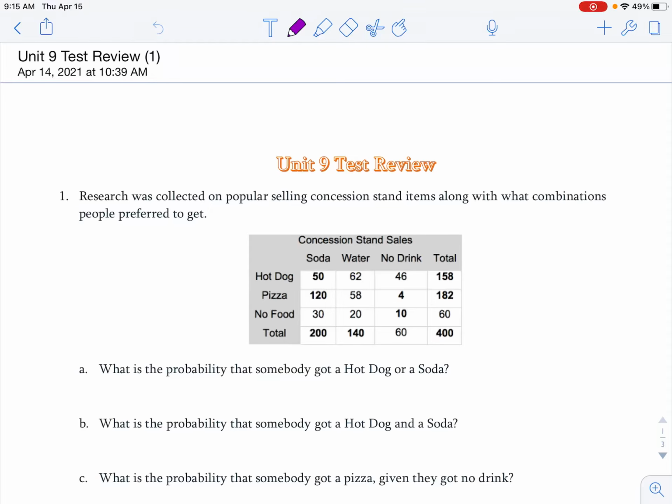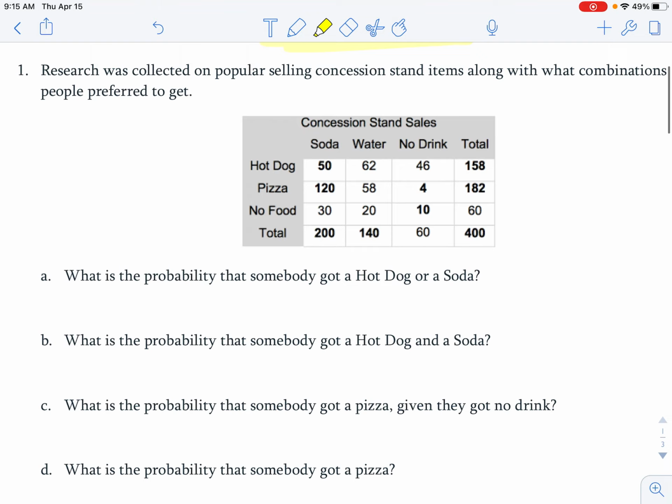Okay, students, so we're here with the Unit 9 test review. All right, so let's just dive right in. Research was collected on popular selling concession stand items along with what combinations people preferred to get. What is the probability that someone got a hot dog or a soda? Remember, or means union.